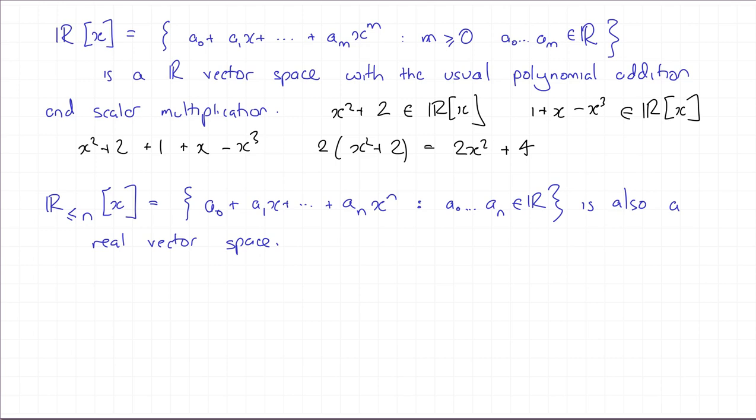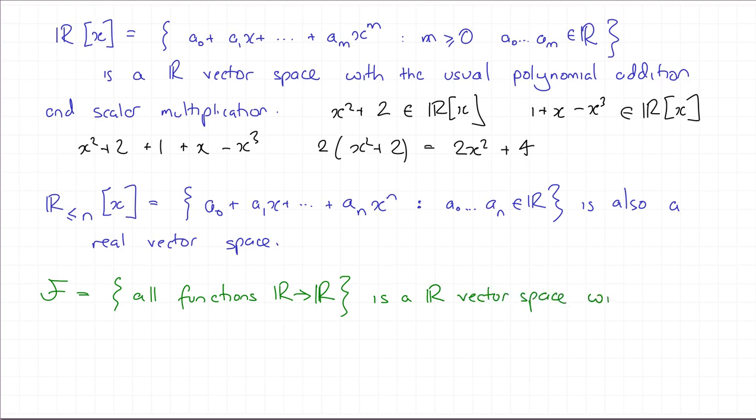So let's look at a slightly stranger example. Let's take, for example, I'm going to call this curly f like this. This is going to be all functions from the real numbers to the real numbers. Absolutely every function from the real numbers to the real numbers. If I want this to be a real vector space, I've got to say what the addition and the scalar multiplication are. So this is a real vector space with addition.